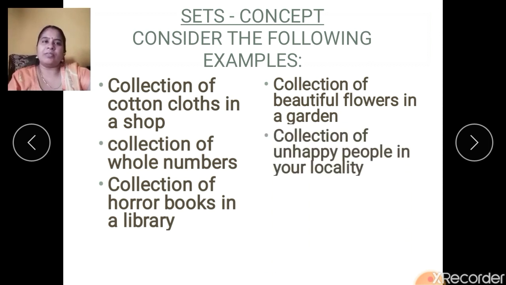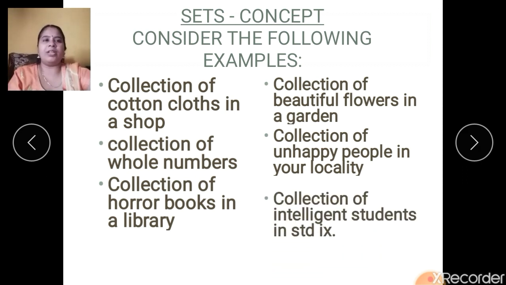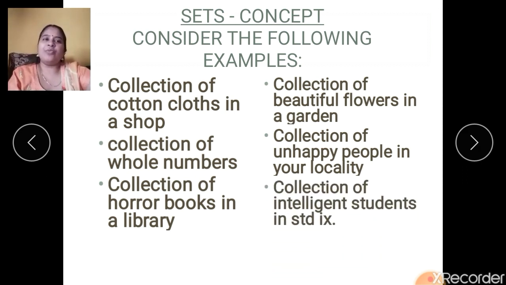Look at the next one. Collection of unhappy people in our locality. Here also, I am not giving any additional quality. I have just generalized it. I am not telling you collection of people above 60 years, or collection of young children less than 12 years. I am just generalizing it and telling you collection of unhappy people in our locality. Also, collection of intelligent students of standard 9th.